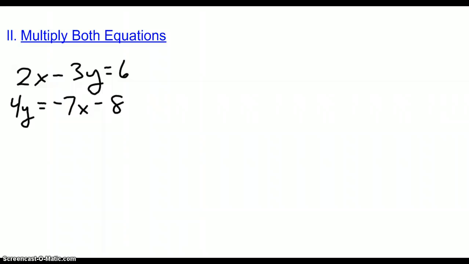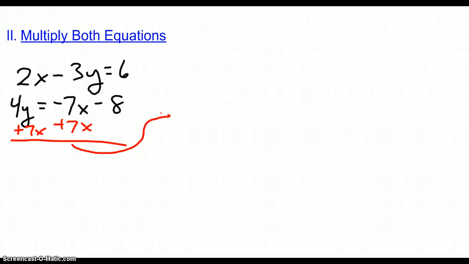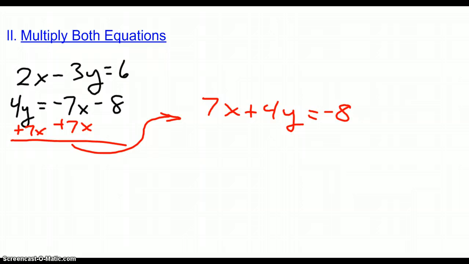So how would you rearrange the second equation so that it looks like the first? What would we do? Amaya. Add 7x to the side. Okay, so she says if we add 7x to both sides, we can end up with, tell me what you have. 7x plus 4y. Okay, so when we put the first equation in place, 2x minus 3y equals 6, we now have like terms in columns. Okay, so very good.